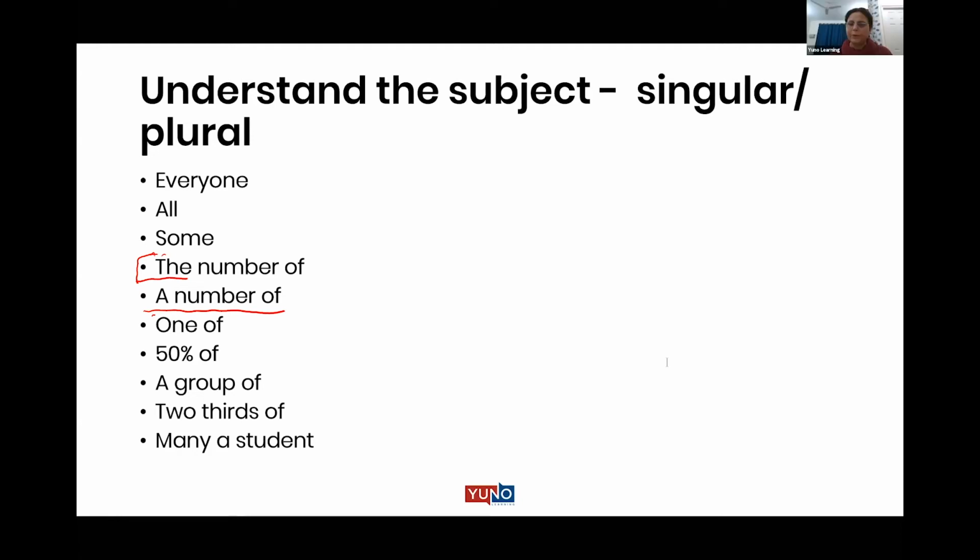A group of people were conducting a social activity. No. A group of, we are talking about one group. So that group is, we won't say a group are. So a group of people is conducting a social activity. A group is conducting also. Now let's look at many a student.